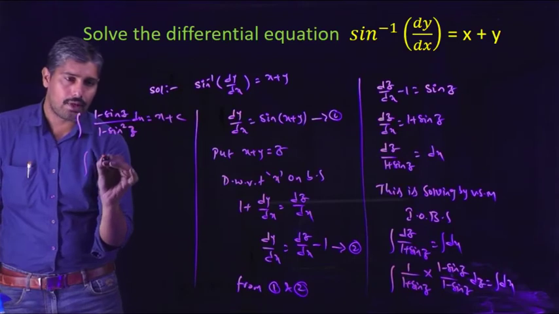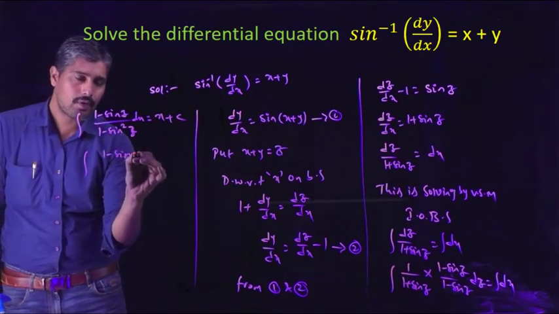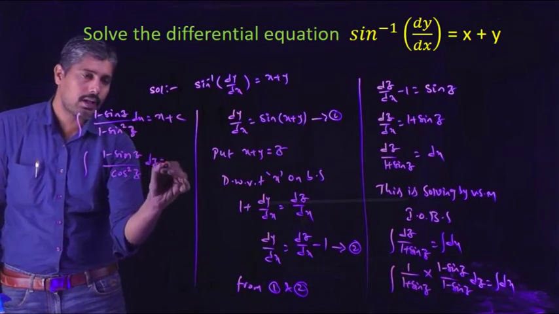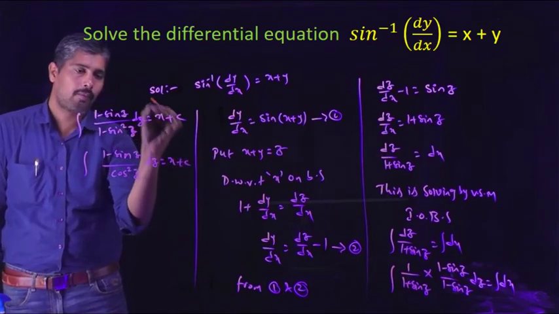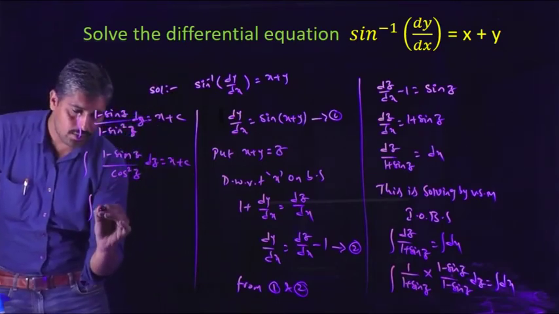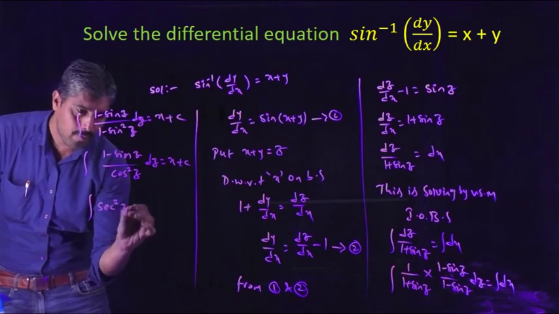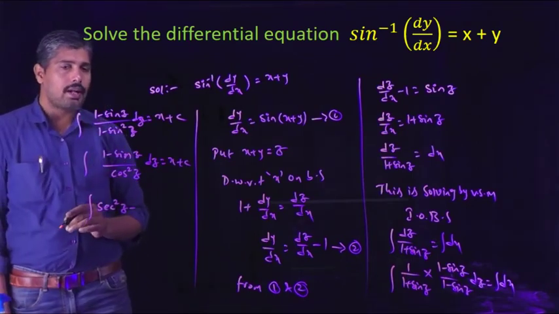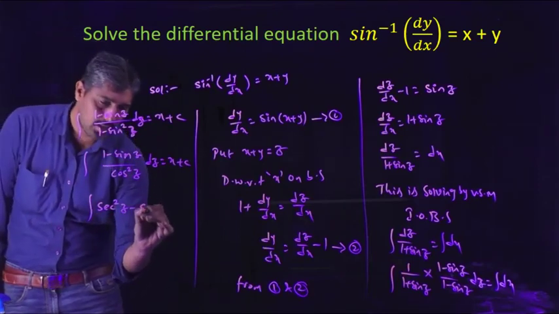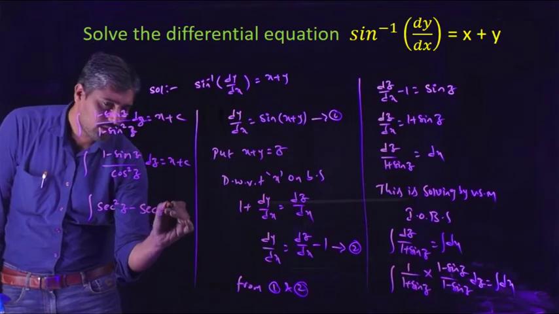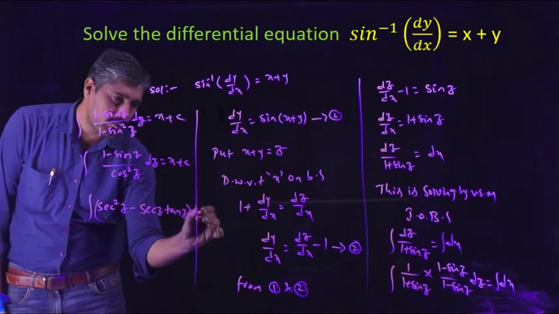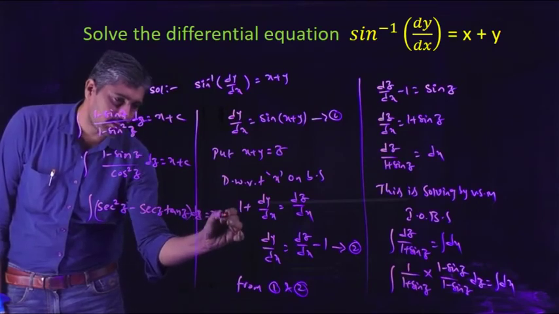Integral (1 minus sin z) by (1 minus sin square z), that is cos square z, dz equal to x plus c. Separating cos square z, we get 1 by cos square z, that is secant square z, minus sin z by cos z, that is tan z. One more cos z is there. 1 by cos z is secant z, that is secant z into tan z, dz equal to x plus c.